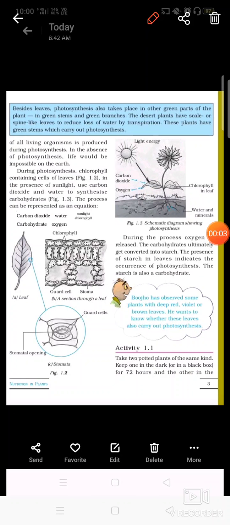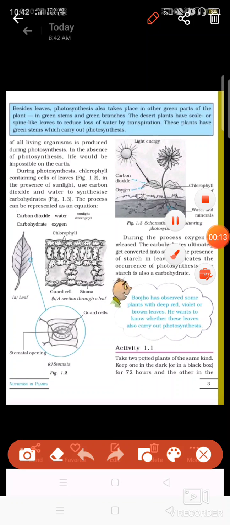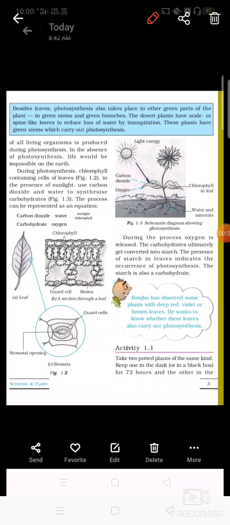Good morning, class 7th. In our previous discussion, I told you about chapter number 1, that is nutrition in plants, and we discussed that there are two types of nutrition. One is autotrophic and the second one is heterotrophic. In autotrophic nutrition, plants can prepare their own food, and in heterotrophic nutrition, plants cannot prepare their food, so they are dependent for their food on other living beings.